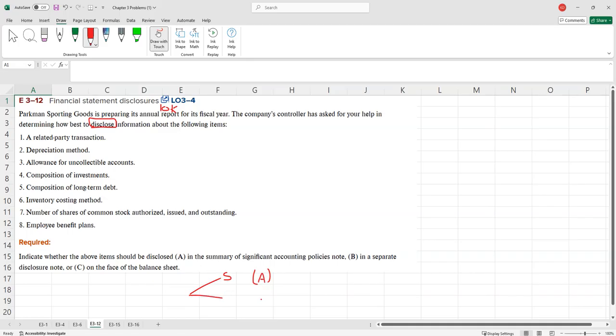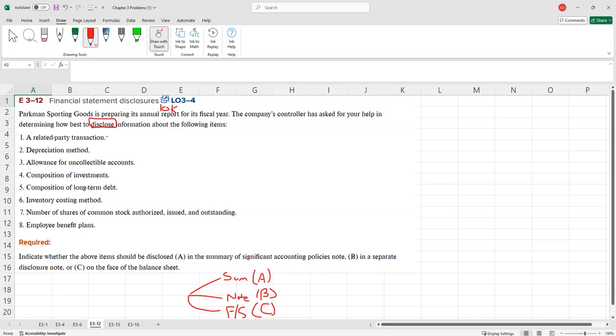In B, it's a separate note, a note freestanding on itself. Or C, do we have to put these on the actual financial statements themselves? So there we go: summary, note, financial statements. That's what we're looking at. So let's check these out.